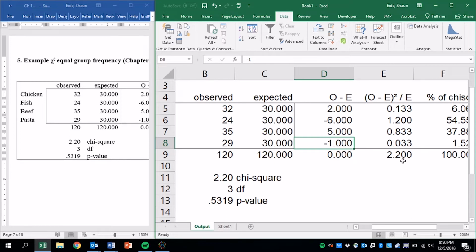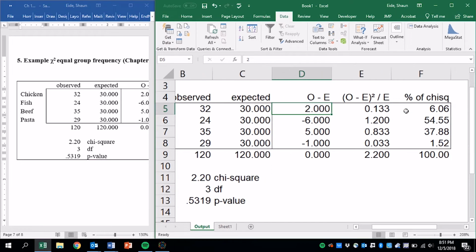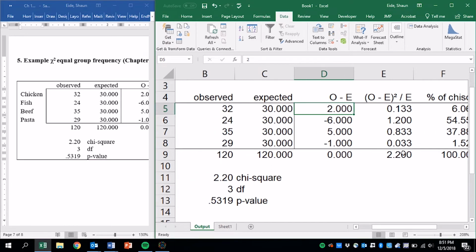Squaring it and dividing by the expected score gives you 0.033. Squaring this, 25 divided by 30 is 0.833. 36 divided by 30 is 1.2. And then 4 divided by 30 is 0.133. You add all of those together, and this number right here is chi-squared.